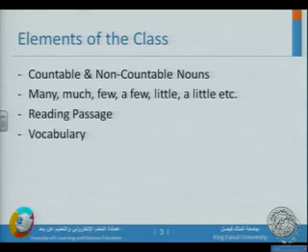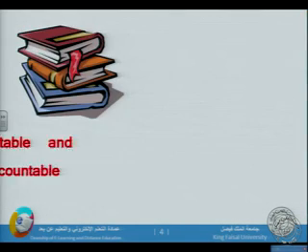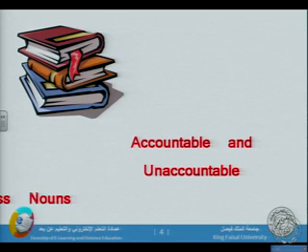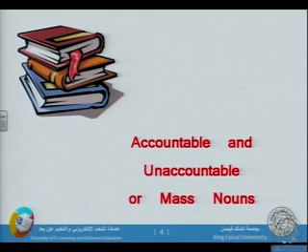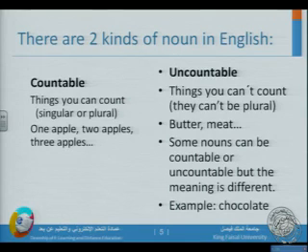Countable, non-countable nouns, much, many, few, a few, little, a little. اليوم موضوعنا عن المعدود وغير المعدود. بداية, countable and uncountable nouns are called mass nouns. Countable, شو يعني countable معدود? Things that you can count, singular or plural. نحكي 1 apple, 2 apples, 3 apples, هذول معدود, you can count them, ممكن تعدهم.